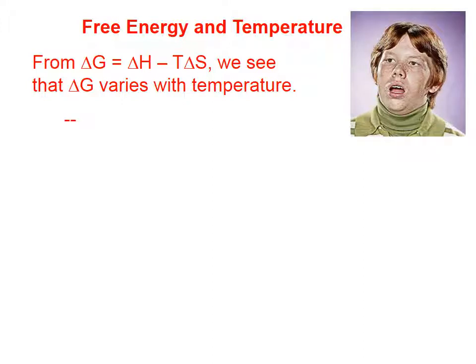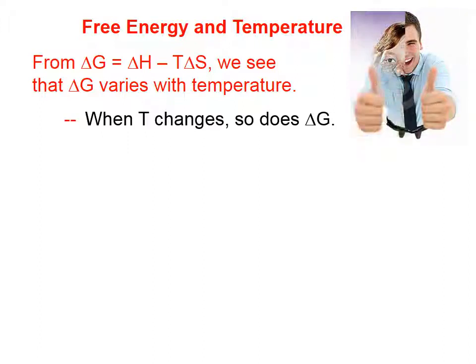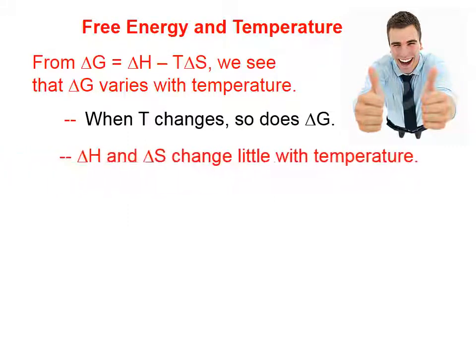If I read that statement in class, this is the look that I get. I try to clarify something along the lines of, when temperature changes, so does delta G. If we look at the equation, if we put a different value of T in, we'll get a different value of delta G. And then a few light bulbs turn on.